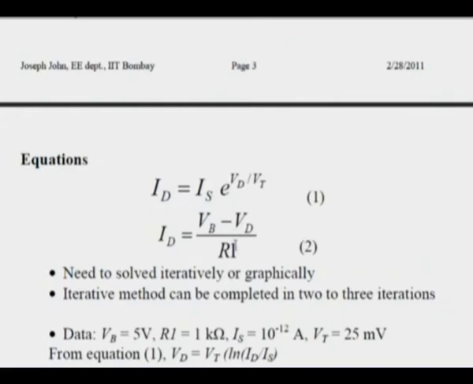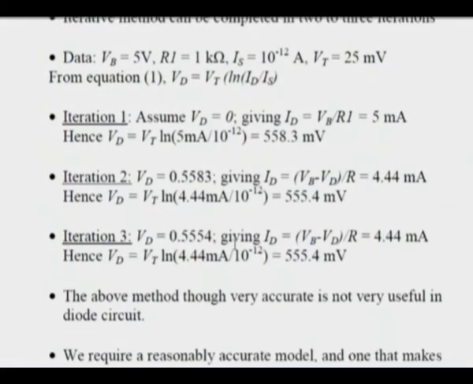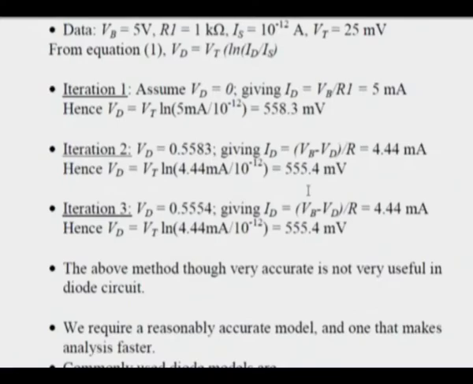If you iteratively solve this, you will get extremely good accuracy. In two iterations, I have done iteration number one: you assume the Vd to be 0, which will give you an ID value of battery divided by the resistance, 5 milliamps. Now put that back into the previous equation and find out what Vd is. It will give you 558.3 millivolt. Second iteration, take that value, plug in here, find the new value of ID, and you get 4.44 milliamps. Plug it back here, find the new value, and you see it has converged in just two steps.